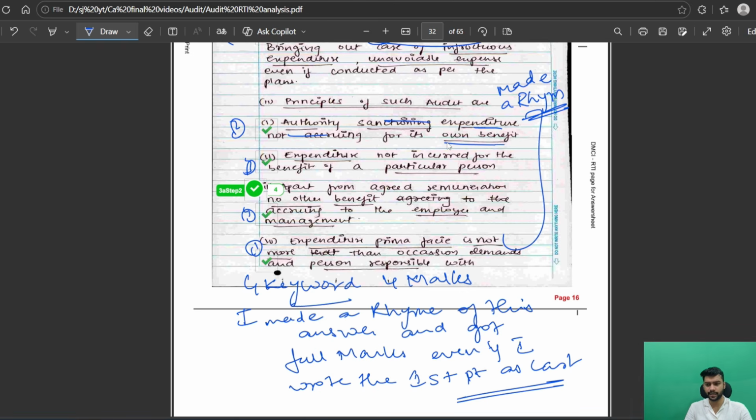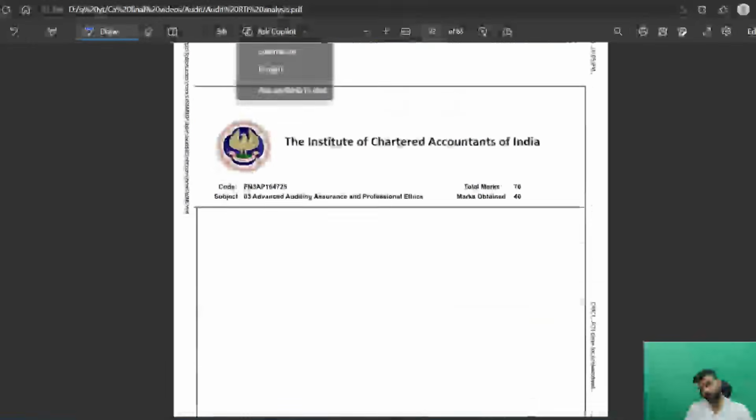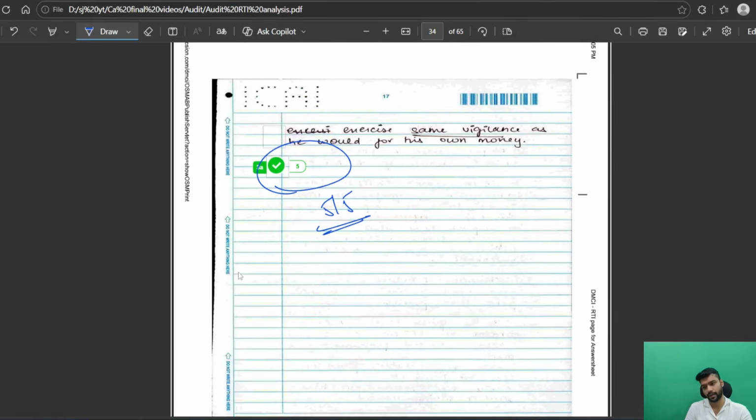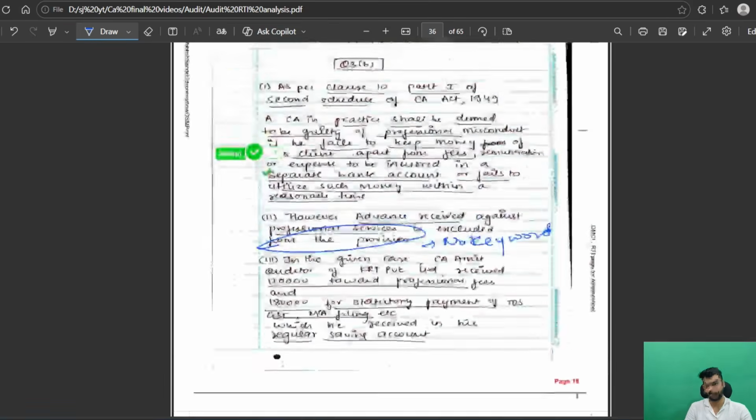Authority sanctioning the expenditure should not do it for its own benefit, 1 mark. Expenditure is not incurred for the benefit of a particular person, 1 mark. Apart from the remuneration, no other benefit should be agreed, 1 mark. Expenditure prima facie, 1 mark. That's it. 4 keywords, 4 marks, done. Answer is done. So that is the thing. If you have not learned it yet, you will realize, I have received 5 marks. The 5 keywords I told you about, and I received 5 marks.